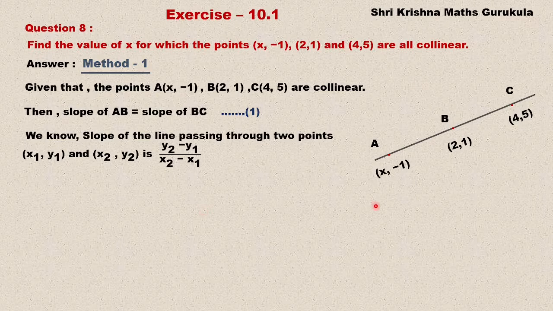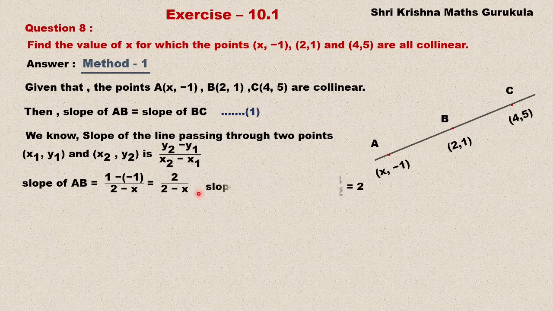Now we will find the slope of AB. We will consider A and B and find the slope of the line segment AB. If I consider this as (x1, y1) and this as (x2, y2), slope of AB will be y2 minus y1, that is 1 minus of minus 1, which is 2, divided by x2 minus x1, that is 2 minus x. So slope of AB will be 2 divided by (2 minus x).